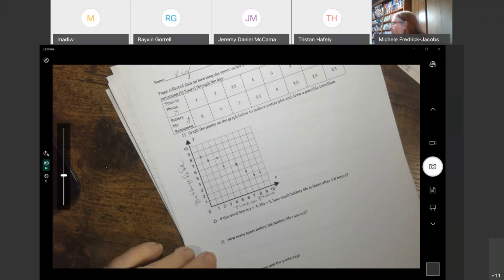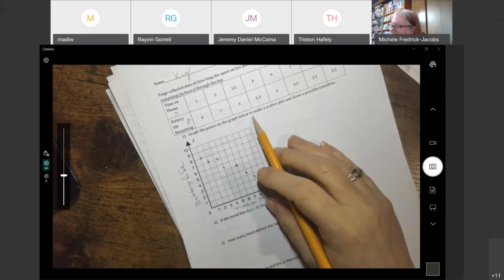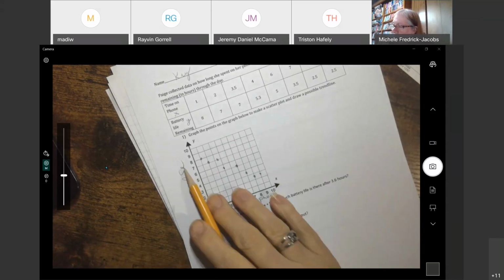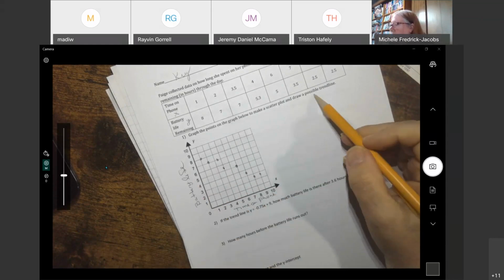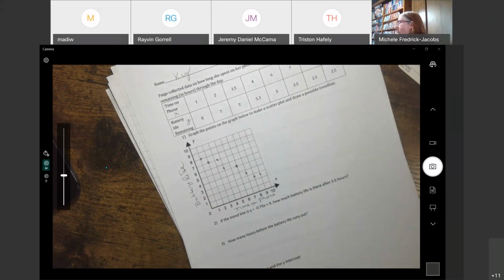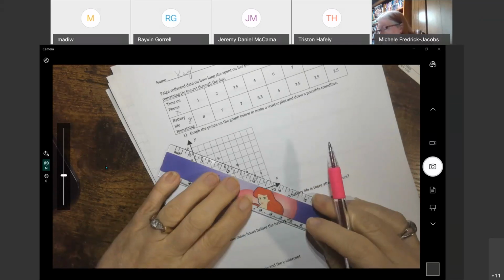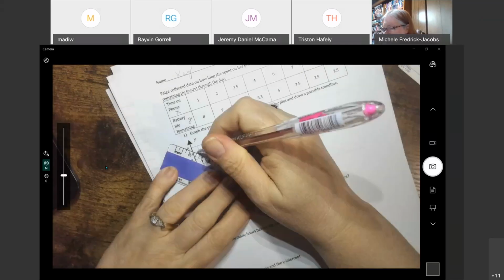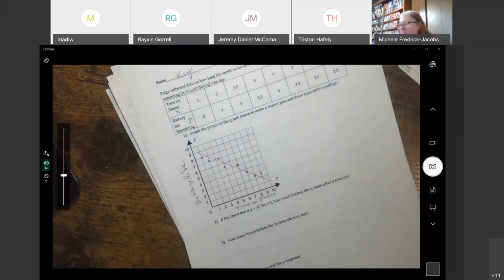Okay, then we want to draw the line. So it says graph the points on the graph to make a scatter plot. So this would be your scatter plot. Draw a possible trend line. That just means it does not need to be exact. It should be somewhere between your data. So I would probably put it about here. And it's going to cut through the middle of your data. So if it just says draw a trend line through your data, it doesn't have to be exact. Any questions on that part?